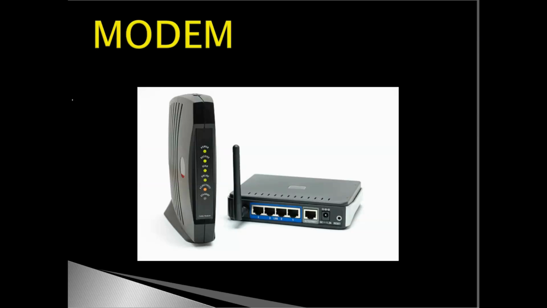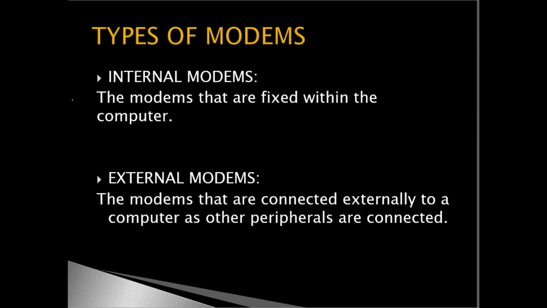Let us see the next topic, types of modems. We have two types: internal modems and external modems. The name itself says it is an internal modem. That means the modems that are fixed within the computer are called internal modems. These internal modems are pre-installed in the computer motherboard. Where are they installed? In the motherboard of the computer.